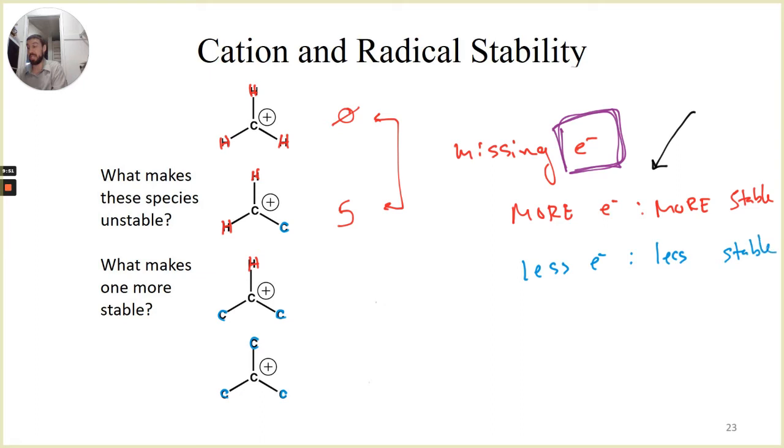When we have less electrons around it, okay, that's the same as missing electrons, that's going to be less stable. Okay? So what does that mean back to our system over here? Well, this structure versus this structure. The zero, or the top one, has less electrons around it. It's going to be less stable. Well, the next one down has more electrons around it, so it's more stable.